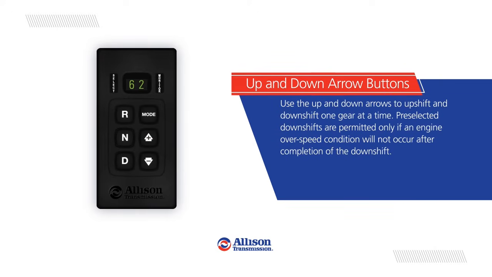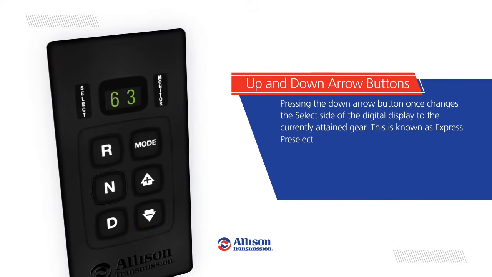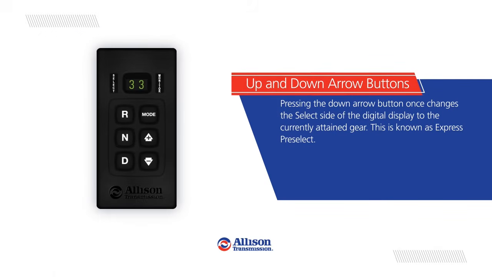Use the up and down arrows to upshift and downshift one gear at a time. Pre-selected downshifts are permitted only if an engine overspeed condition will not occur after completion of the downshift. Pressing the down arrow button once changes the select side of the digital display to the currently attained gear. This is known as Express Preselect.